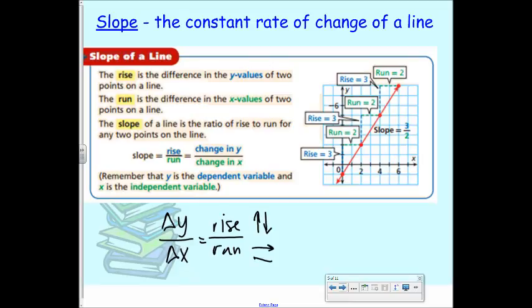If you go down, what's the difference between going down or up? What does your number look like? If you're going down, it's negative. If you're going up, it's positive. If you're going right, your number is positive. If you're going left, your number is negative.